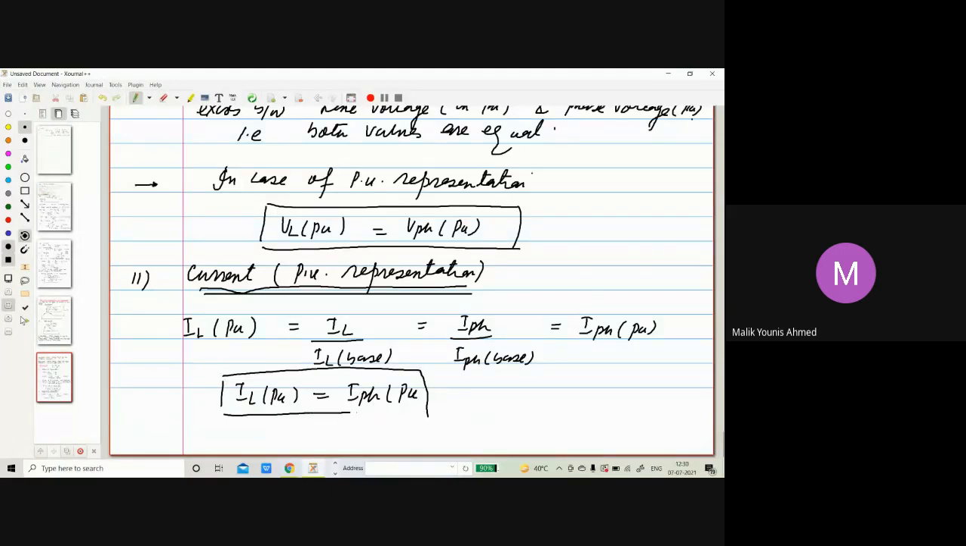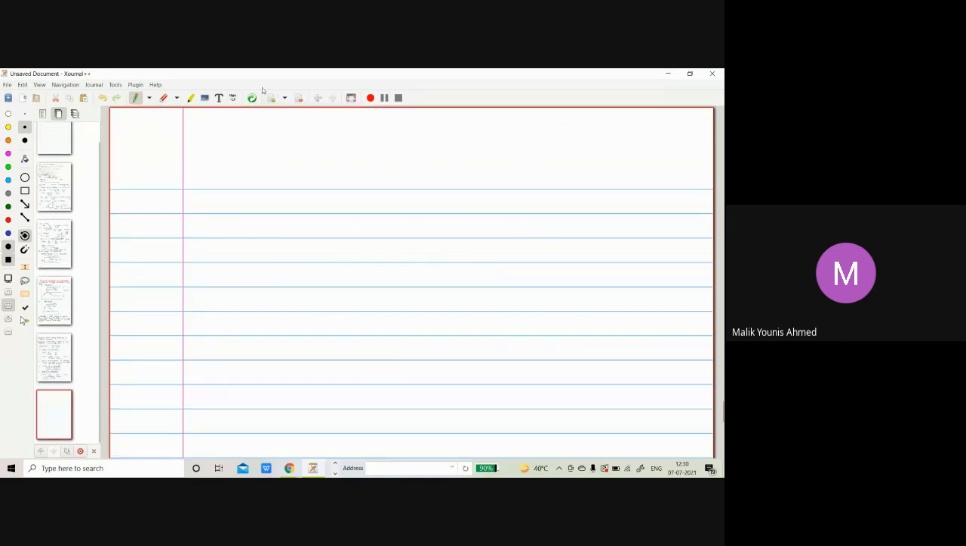That's why whatever relationship exists in the absolute system, the same relationship will exist in the per unit system also. Now let's make a note here. This will be one of the disadvantages. Earlier we have not talked about this disadvantage. Number one, line current and voltages are same as phase current and voltages in the per units.